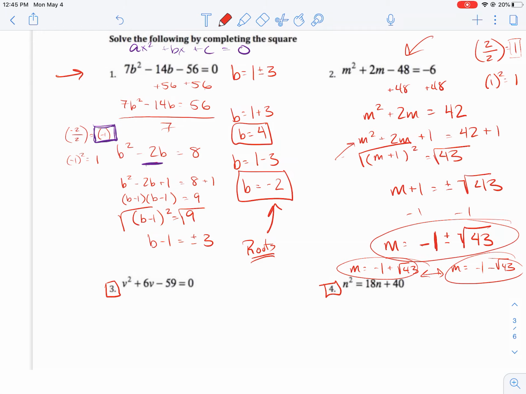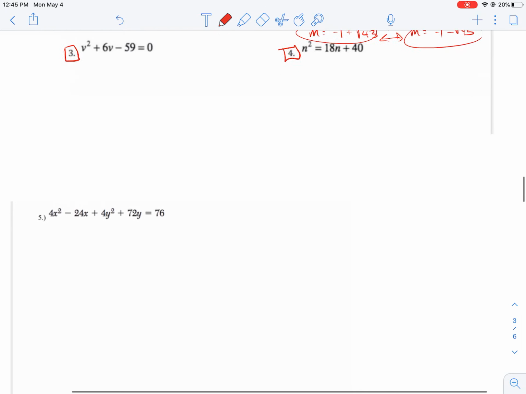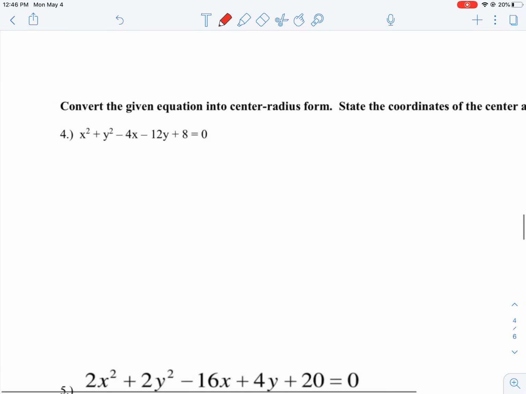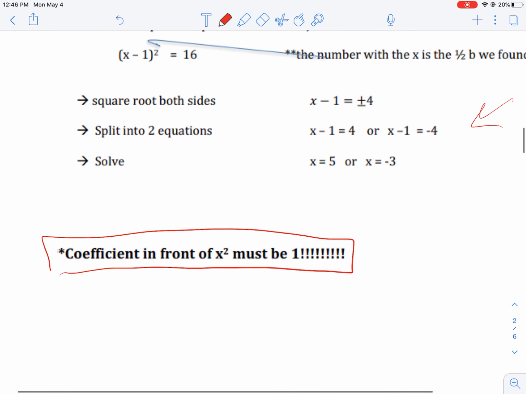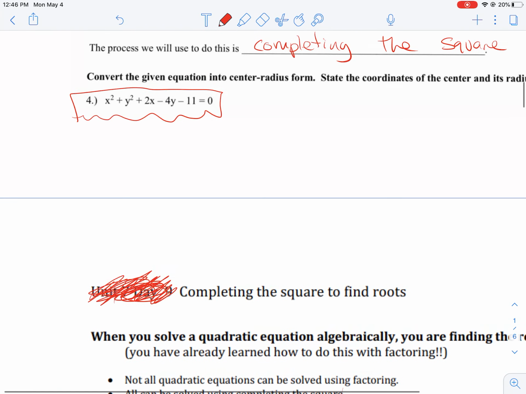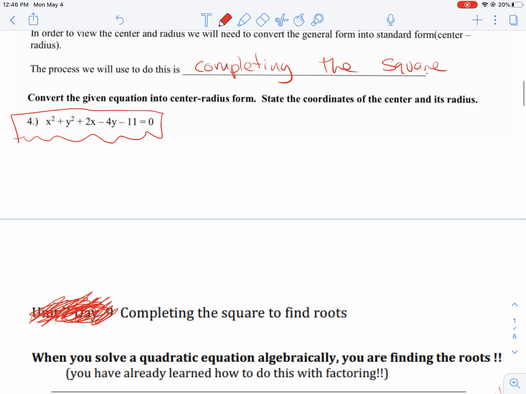Okay, and let's get down to the nitty-gritty of where we're going in this. Our goal here, let me go back up to the top here. Our goal here is to use completing the square to put something like this into center radius form.